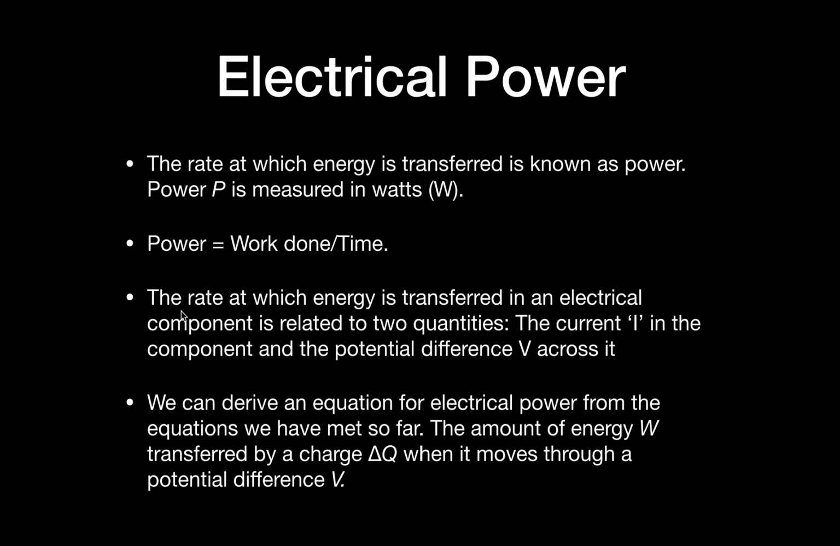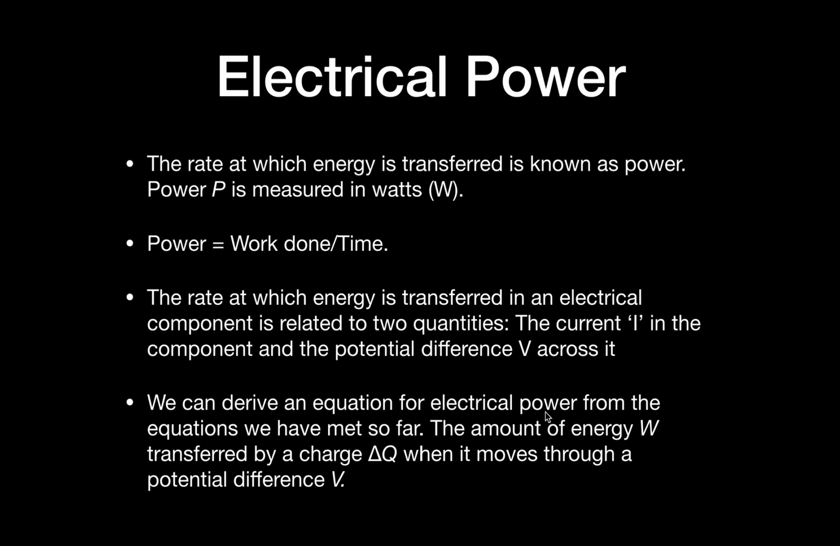when we study electricity, the rate at which energy is transferred in an electrical component is related to two quantities. If it has a higher current across the component, and a higher potential difference, the power and work done will be large, and if they are less, the power will be small. So since we know that power is directly proportional to current and voltage, we can derive an equation from these two proportionalities.